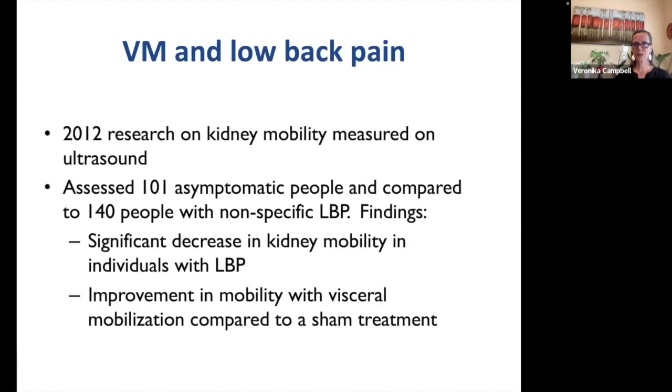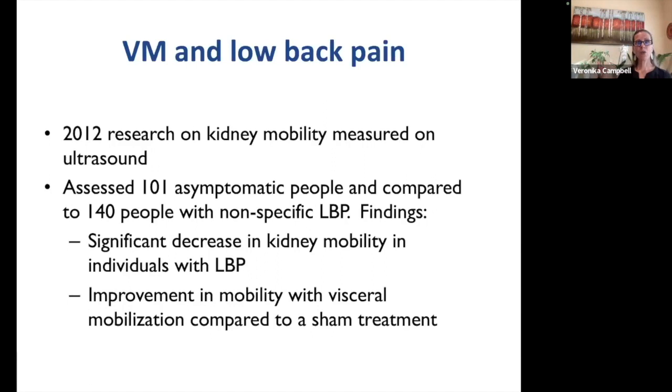Then I put this research in, even though it's older research. The reason I like it is they looked at kidney mobility on ultrasound. They took 101 asymptomatic people, with no back pain, and looked at how much their kidneys moved. Then they compared it to 140 people that had non-specific low back pain. And what they found was, in the group that had low back pain, the kidneys moved less.